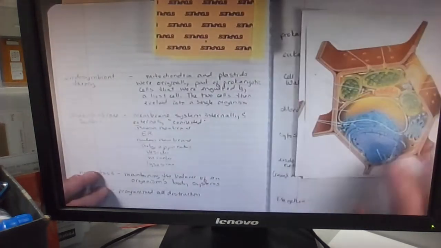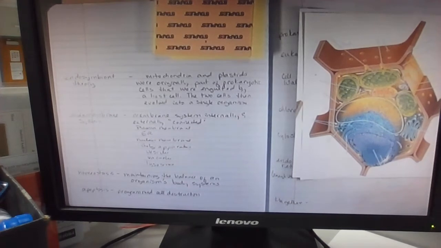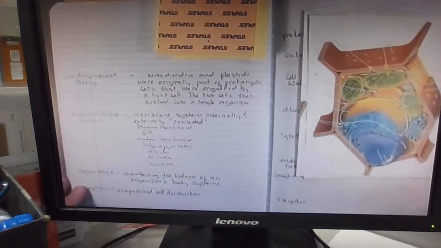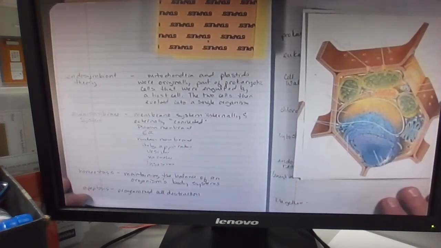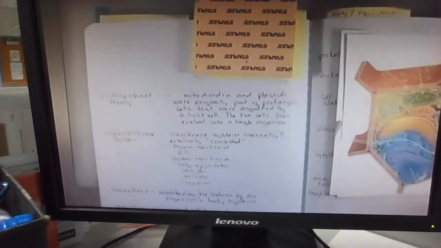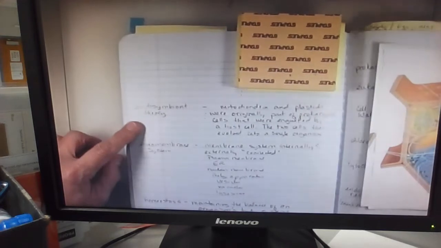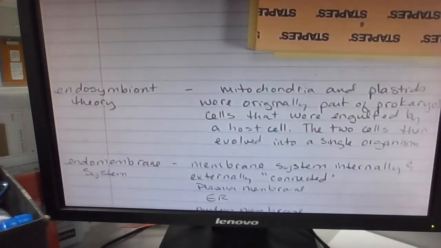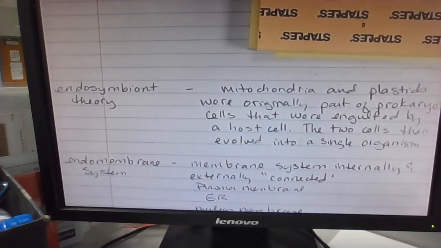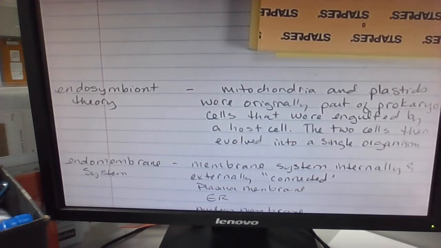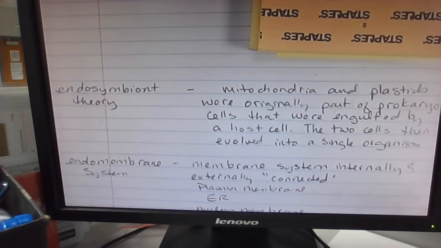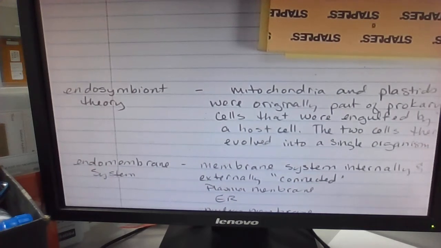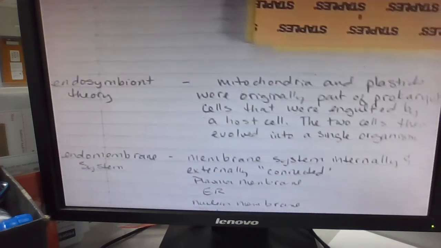These are all cell organelles, and the definitions, the descriptions of them are found in the AP Bio book, and so you're going to use the AP Bio book to find that information. A couple other terms that we need to make sure that we have in here: endosymbiont theory. Mitochondria and plastids were originally part of a prokaryotic cell that was engulfed by a host cell. The two cells then evolved into a single organism.